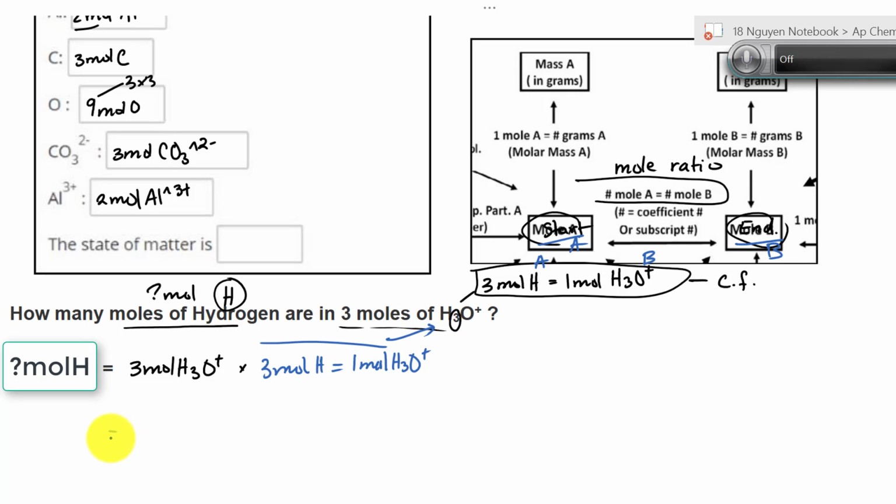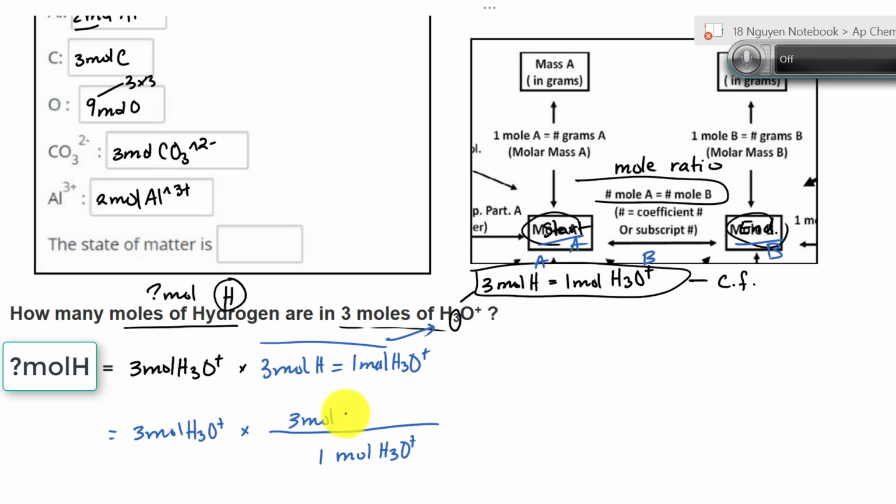So now let's solve this problem. We just rewrite this as a fraction. So 3 moles times... and notice how we have 2 measurements. This is moles of H3O plus. Down here must be moles of H3O plus as well. And exactly how many? Just 1. If this one is on the bottom, this one must be on the top.